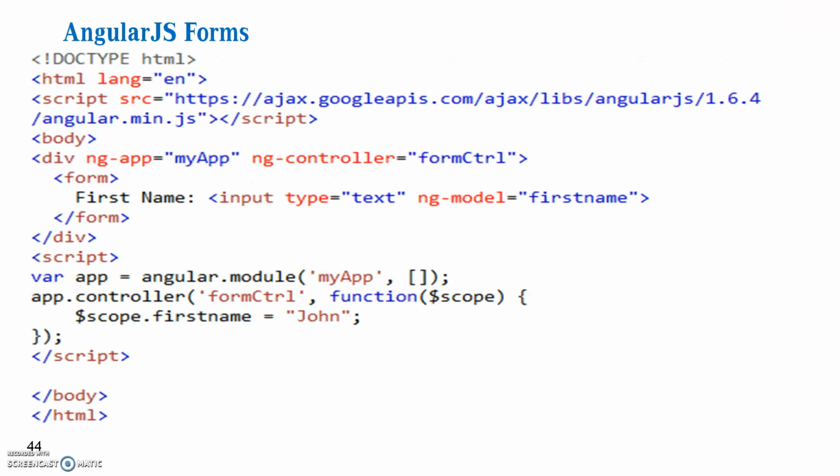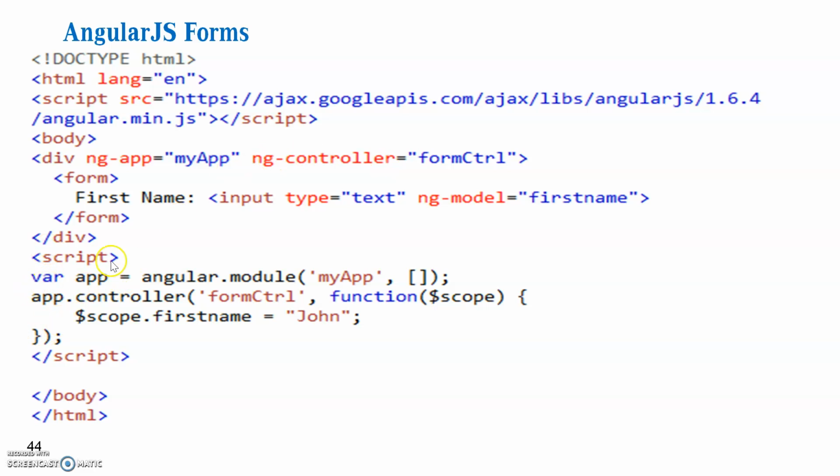This is an example of an AngularJS form. See here, my app controller we have written to manipulate this data, and inside the form tag, so this is the HTML form. Inside that is an input text box, and ng-model firstName is given. So this name can be manipulated or viewed using the controller of AngularJS.